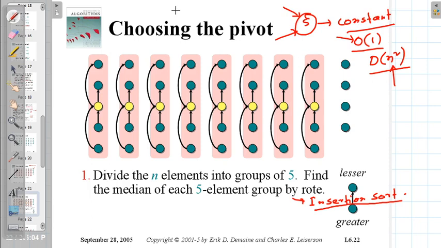And the question might be coming to you: why groups of 5? Why not groups of 3? Why not groups of 7? Why not groups of 9 or 8, whatever? That may be answered afterwards, but that is a complicated analysis.